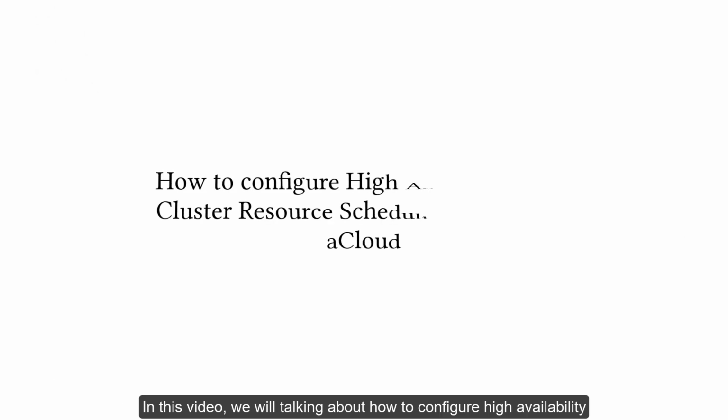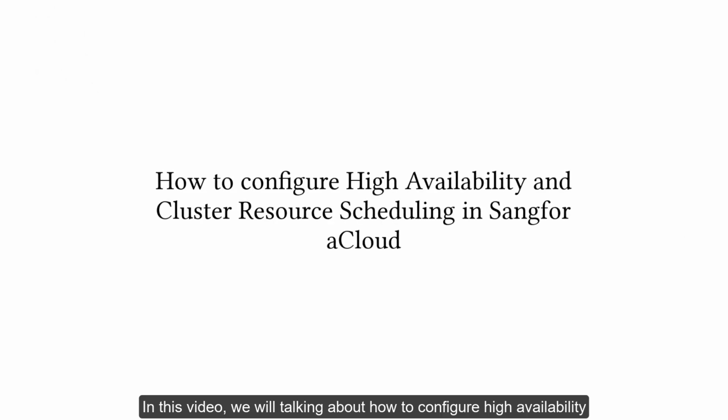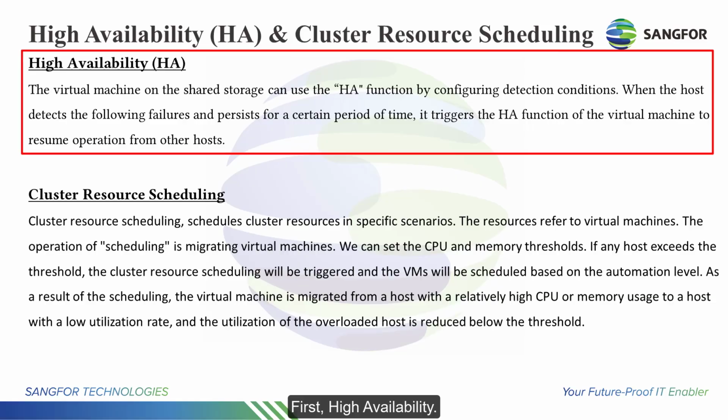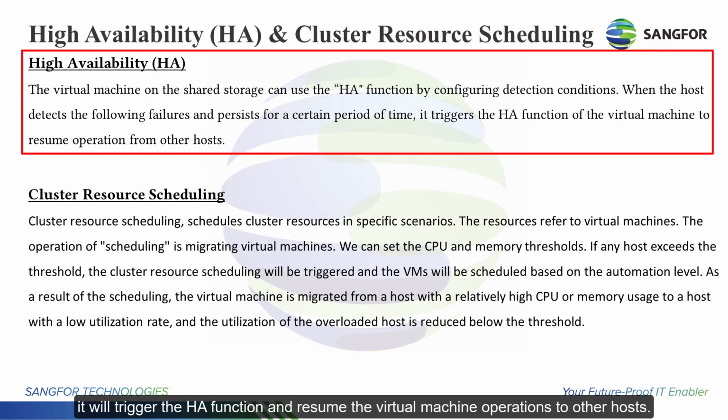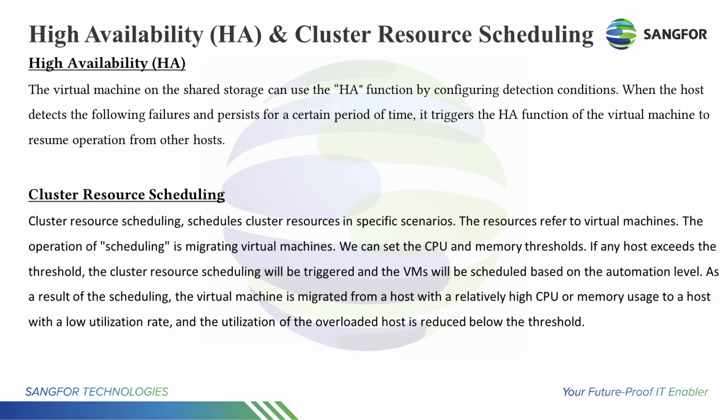In this video, we will be talking about how to configure high availability and cluster resource scheduling in Sangfor Cloud. First, high availability. The virtual machine on shared storage can use the HA function by configuring detection conditions. When the host detects failure and it persists for some time, it will trigger the HA function and resume the virtual machine operations on other hosts.